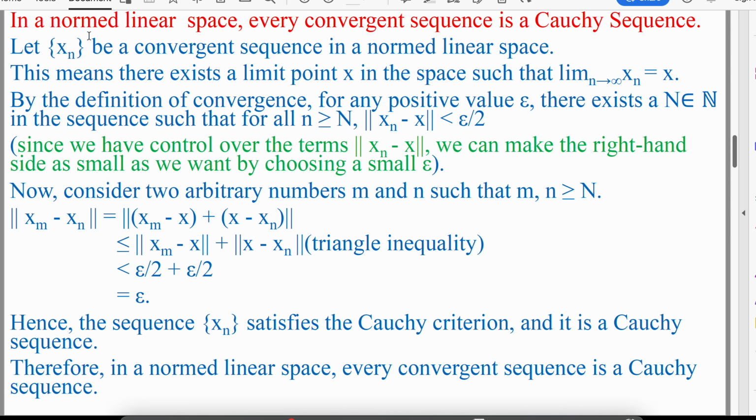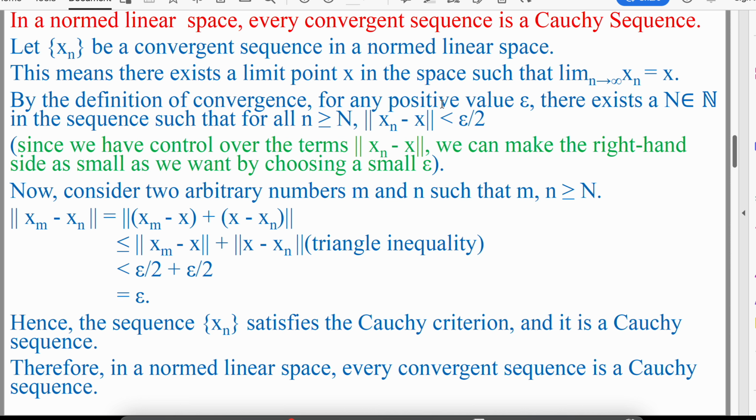Let xn be a convergent sequence in a normed linear space. It means that there exists a limit point x in the space such that limit of xn as n tends to infinity is equal to x. This is by the definition of convergence. So it means that for every positive value of epsilon, there exists a natural number N such that for all n greater than or equal to N, norm xn minus x is less than epsilon upon 2.